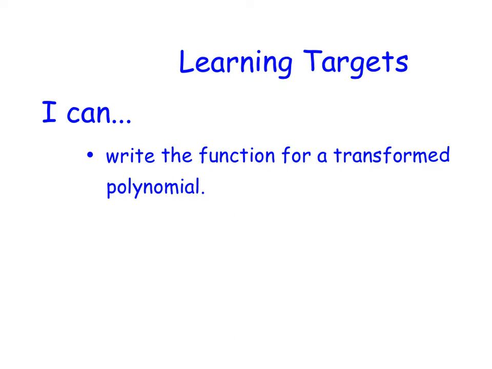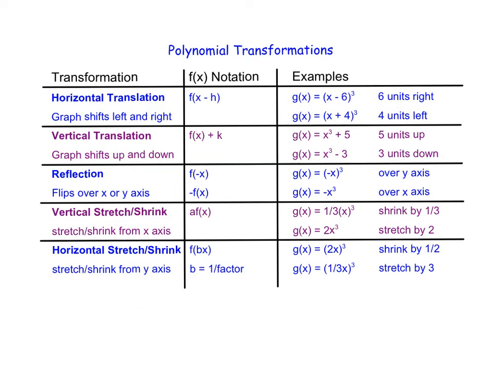In this video, we're going to be writing the function for a transformed polynomial. So on this page, I just want to refresh our memories on what the different polynomial transformations can possibly be. Remember that we can either horizontally or vertically translate or move our functions around. We can vertically or horizontally reflect our graph over one of the two axes, and we can vertically or horizontally stretch or shrink our graph.